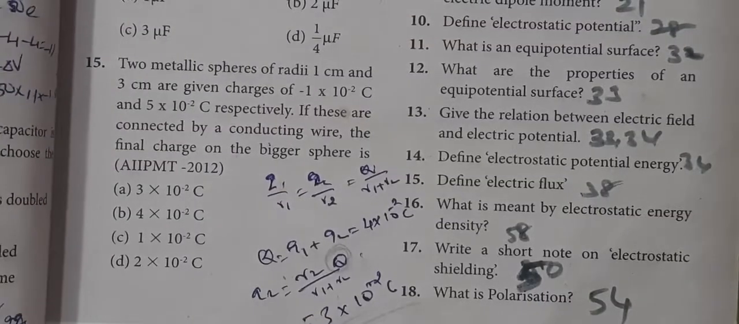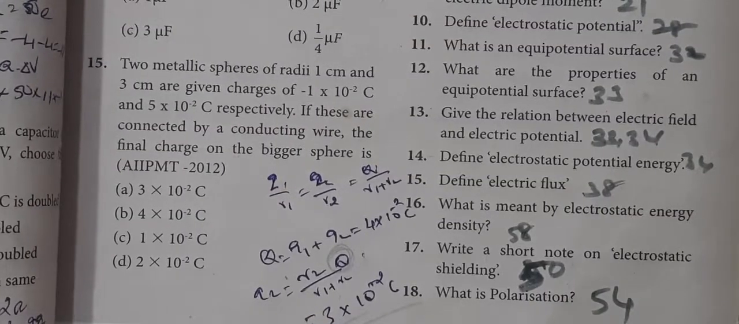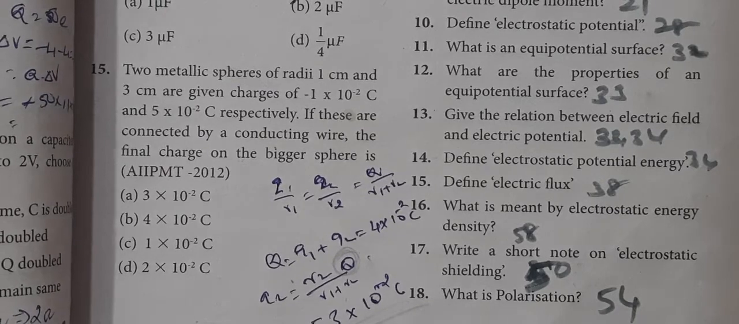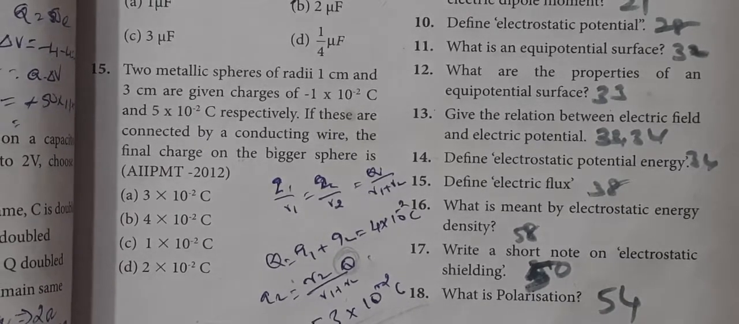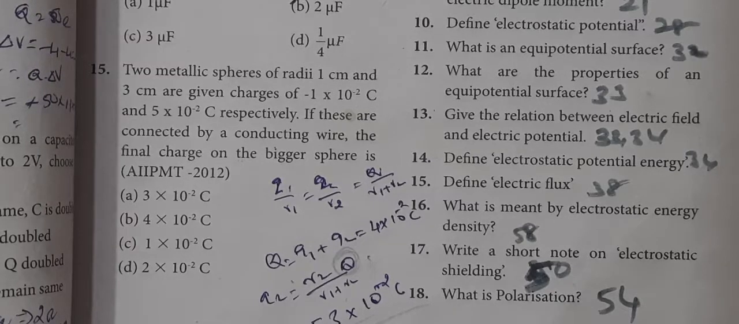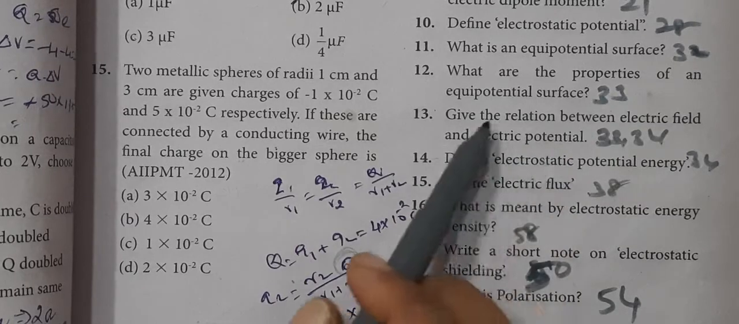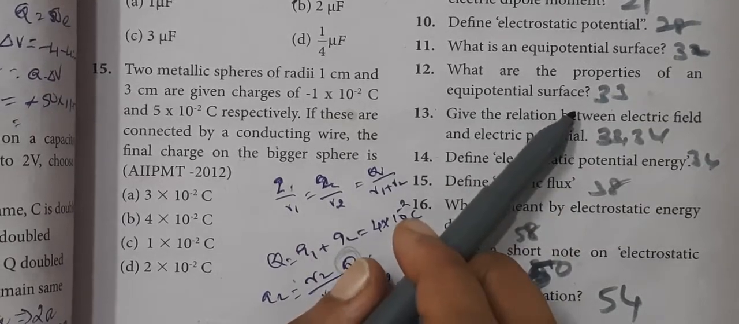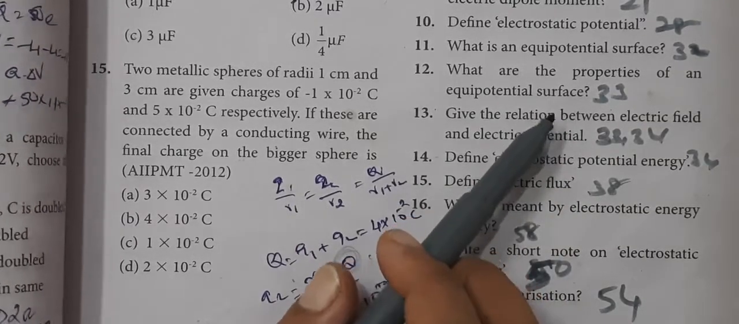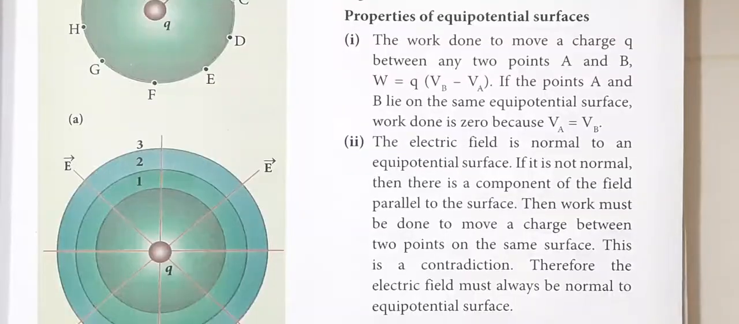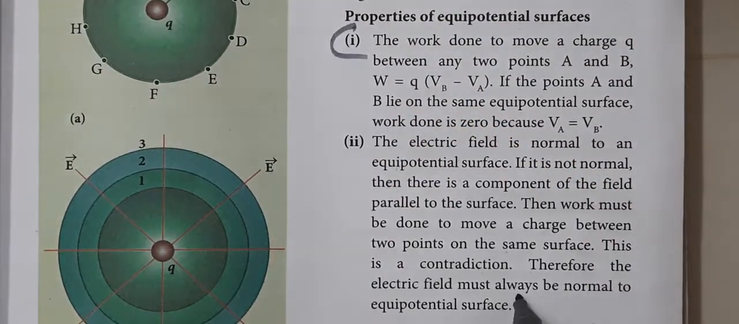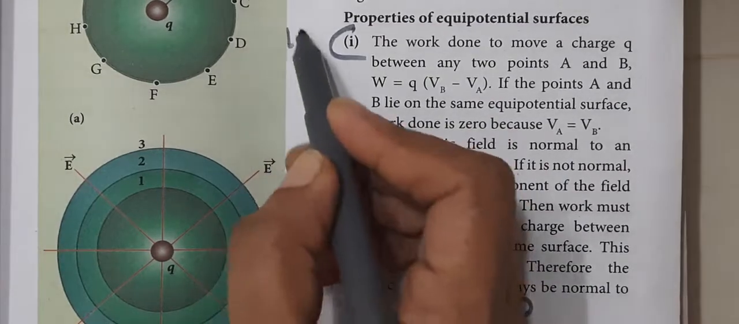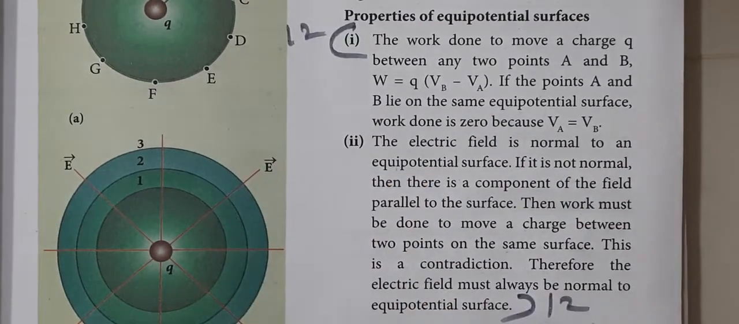Short definitions means it will be 2 more questions. Little explanation is there for 3 more questions. Okay. Then the next question is the 12th question. What are the properties of an equipotential surface? That is on page number 33. Listen, here are the properties of an equipotential surface. So 2 points are given. This is question number 12.